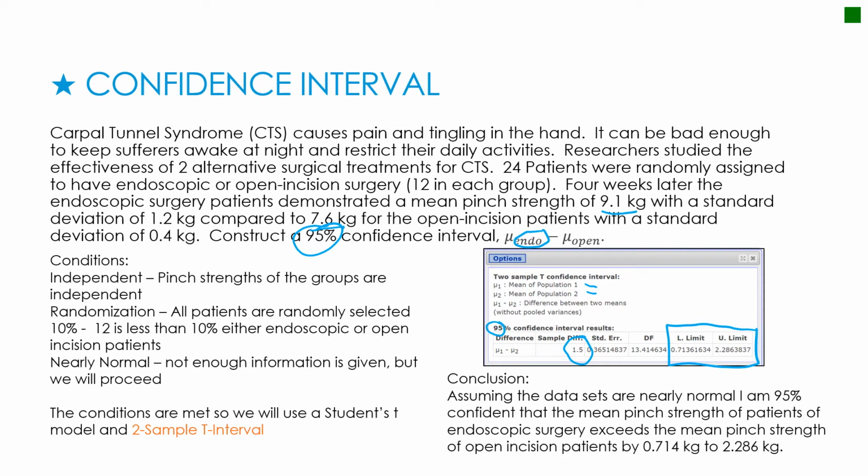So what does that mean? Again, I threw in there assuming the data sets are nearly normal because I wasn't given that information, so I'm just saying in my conclusion I'm not real sure about this. But it appears that the mean pinch strength of patients of endoscopic surgery exceeds the mean pinch strength of open incision patients by between 0.714 kilograms to 2.286 kilograms.